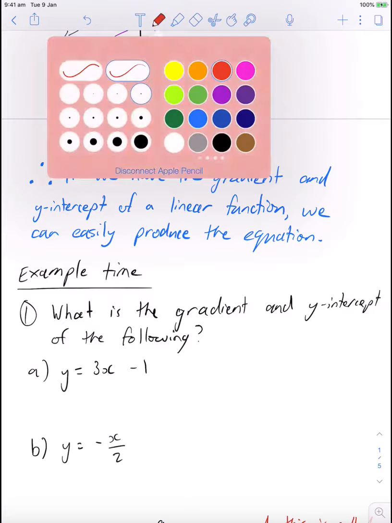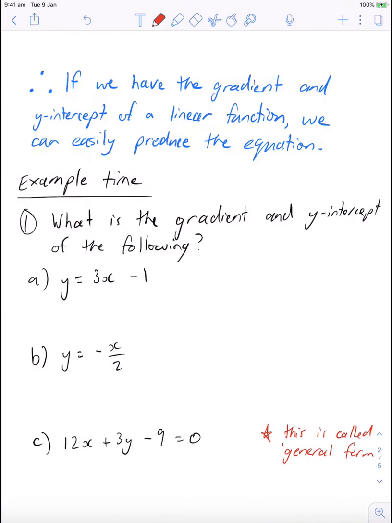All right. So the first one, y equals 3x minus 1. That there is our m, or our gradient, and that there is our b, our y-intercept. So therefore, we can just say m equals 3, which is our gradient, and b equals minus 1. All right, so therefore our gradient equals 3, and our y-intercept equals minus 1.